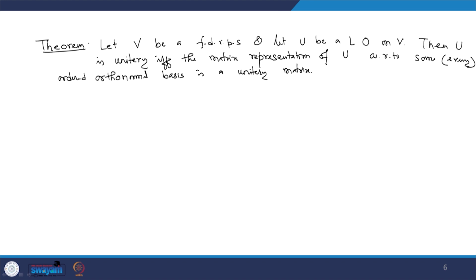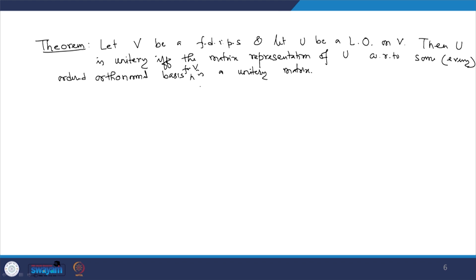Okay. So, let us talk about one nice result. It is like this: let V be a finite dimensional inner product space, let U be a linear operator on V, then U is unitary if and only if the matrix representation of U with respect to some or every ordered orthonormal basis for V is a unitary matrix.